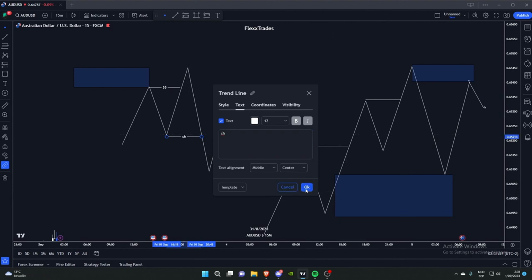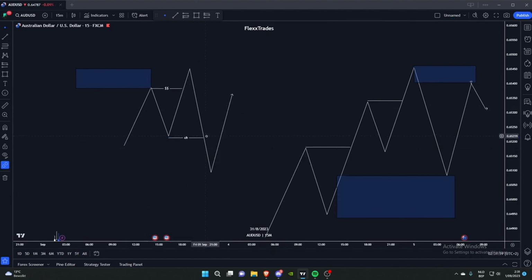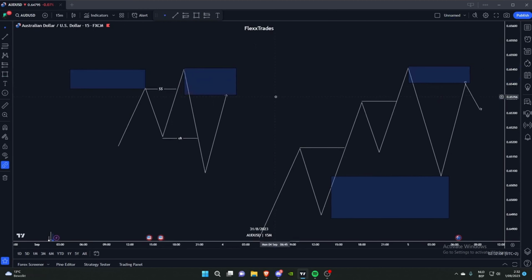And unless this low breaks, I don't care if price goes right on it. This low has to break. It has to be a break of structure, right? And I will show a live example as well. And then on the retest, you take your trade entry.